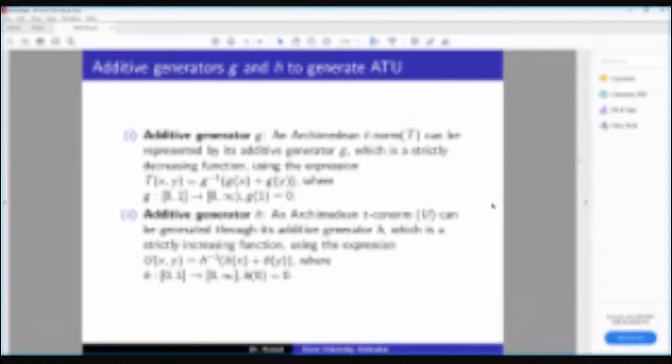Here, you can see that G is a decreasing function, and the domain is from 0 to 1. So obviously, what is the value? And you can see the range. The range is from 0 to infinity. So since G is a decreasing function, obviously its maximum value will come at point 0, and the minimum value will come at point 1. Similarly, H is an increasing function. I got it. Thank you, sir.